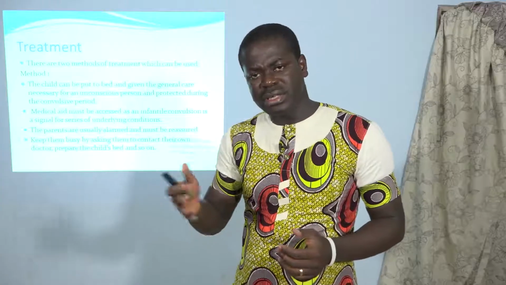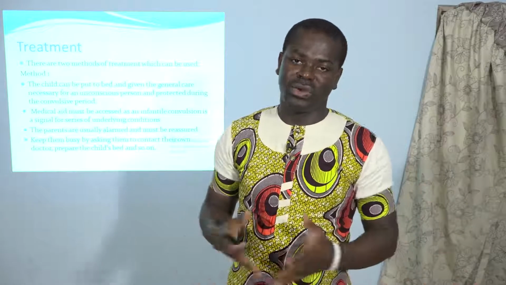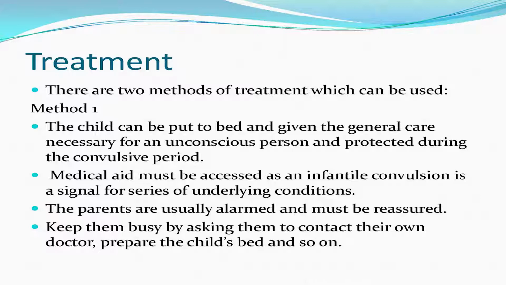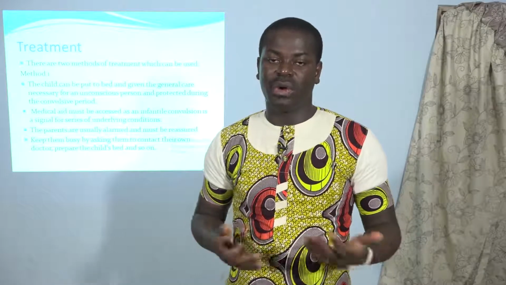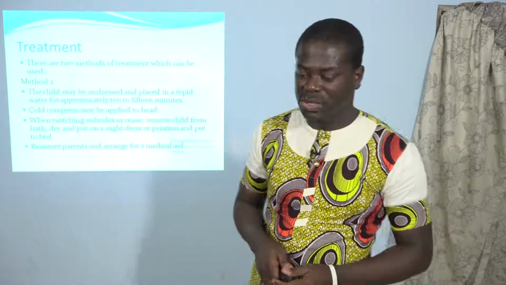So if there is any medical condition, it has to be assessed to ascertain which of the medical conditions is the underlying factor for the convulsion. The patients are usually alarmed and must be reassured. The patients, including the relatives, must be prepared psychologically to face the condition. Keep them busy by asking them to contact their own doctor, prepare the child's bed, and so on. You need to keep them busy by way of diversional therapy so that they don't get so anxious.